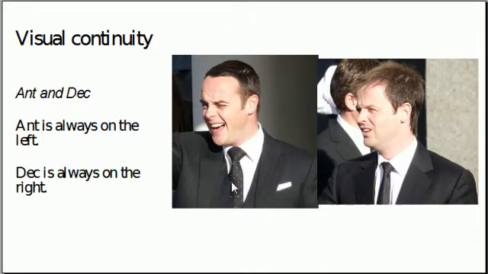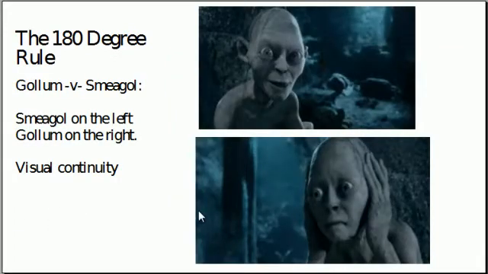Here are two British TV performers called Ant and Dec. And I don't watch Ant and Dec particularly, but you'll find with Ant and Dec when they're on the TV that Ant is always on the left and Dec is always on the right. It's never Dec and Ant. It's always Ant and Dec, and they maintain their own visual continuity. And you'll see this used in filmmaking all the time.